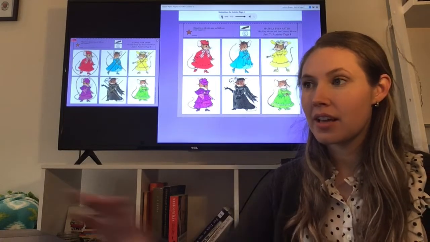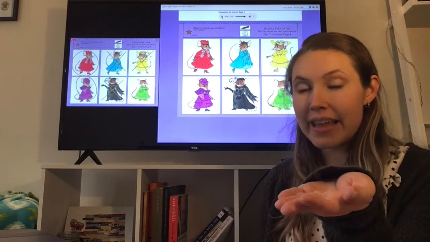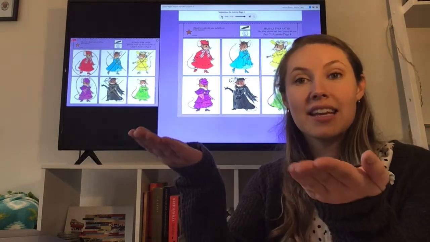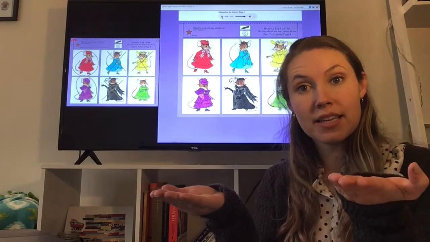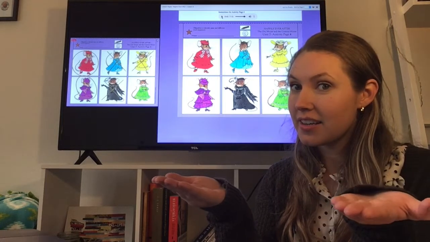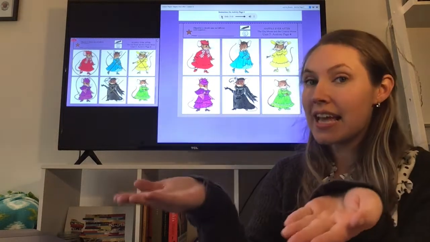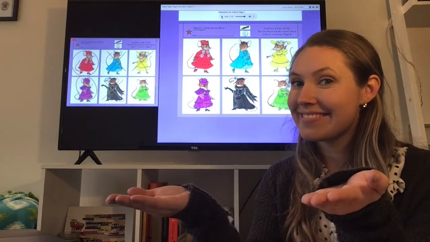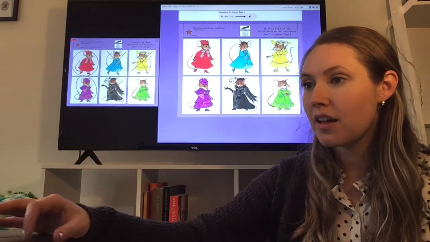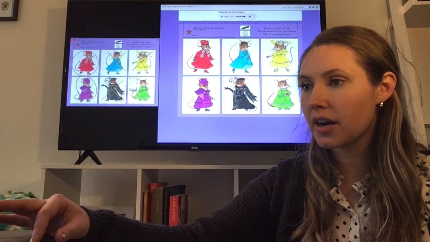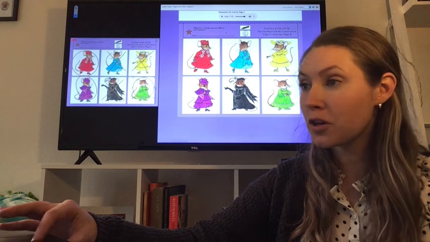All right, so the mouse in the green dress said cake, plate. And then she said cake, plate. Did she say those words in the same order? Let's listen again. Cake, plate. Cake, plate. Yes, she did. She said cake first both times. So we are going to circle her. Ooh, where's my little pen here? There it is. And let's hear if we're correct.